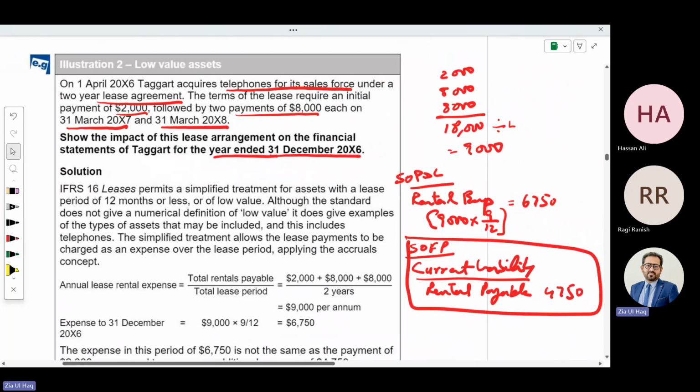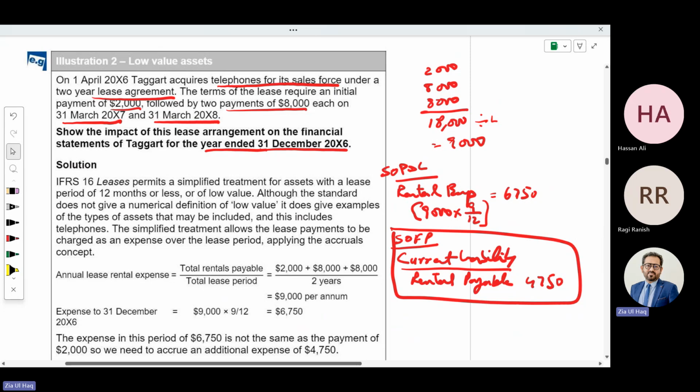Alternatively, if Taggart wants, they can record it as a lease. You need to record the present value of the lease liability, which you need to calculate. For that, you need a discount factor and an interest rate. Payments are given, but as the interest rate and discount factor are not given in this question, this means we can deal with simplified treatment because we have the option, because telephone, tablet, small furniture, personal computers fall in low value assets.